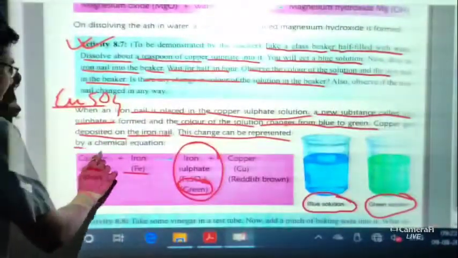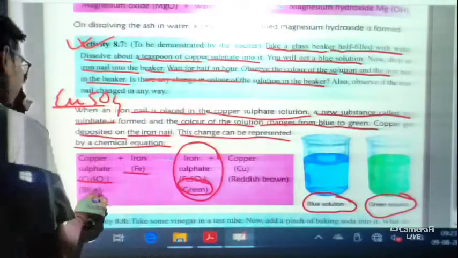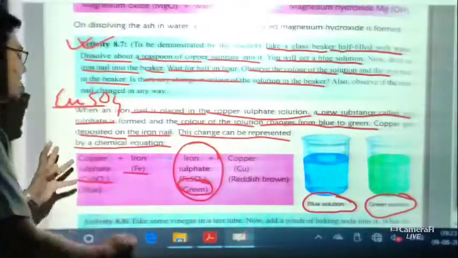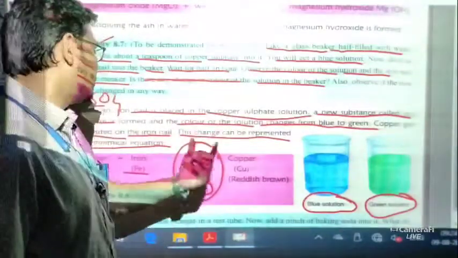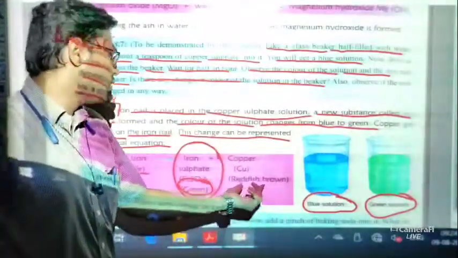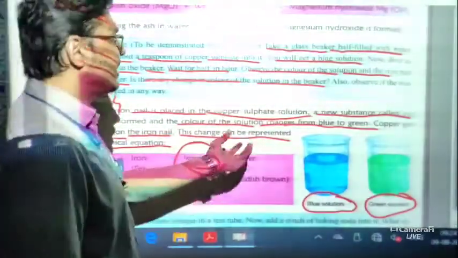This change can be represented by a chemical equation. So this is the chemical equation: when copper sulfate, that means CuSO4, reacts with iron, we get iron sulfate, that means FeSO4, plus copper. The copper will turn reddish brown in color. So that's why the change has taken place.